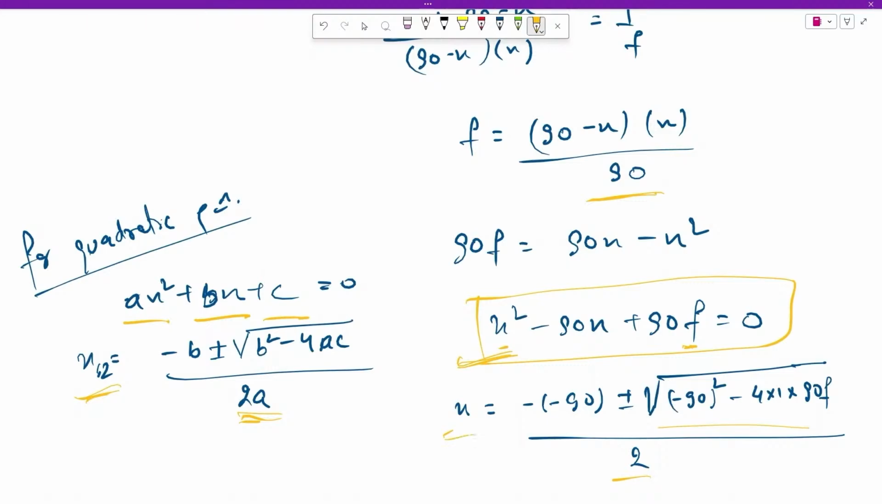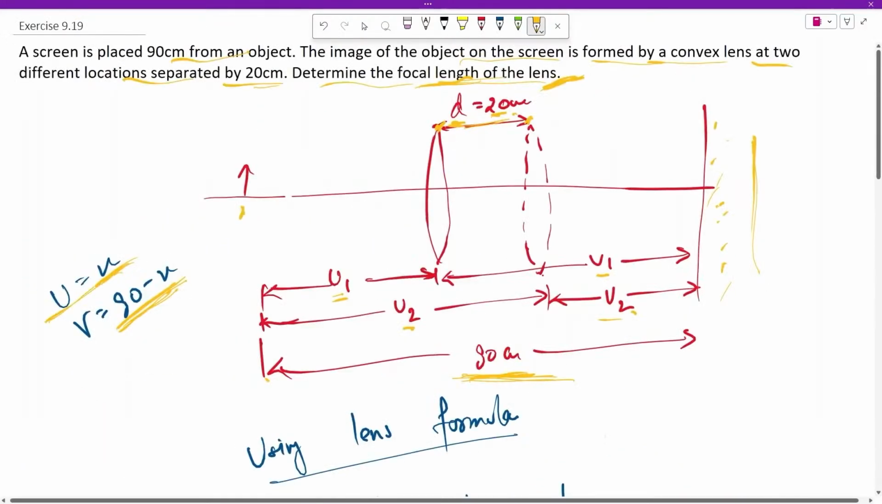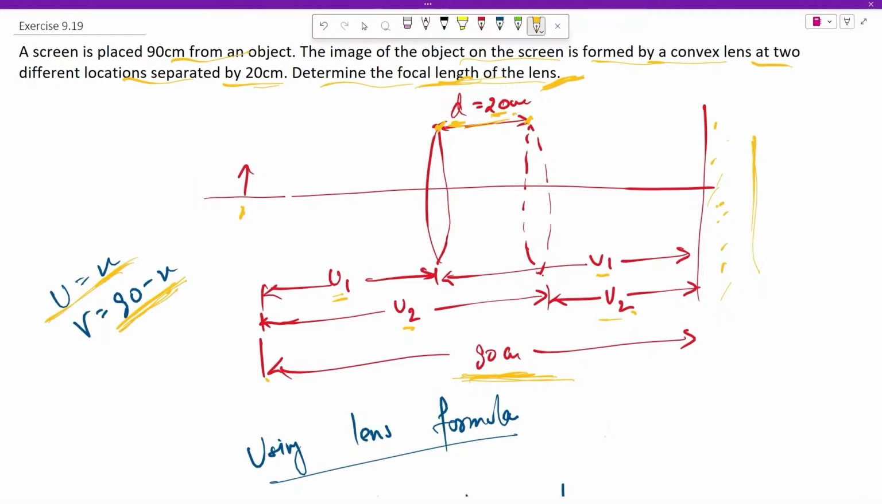We know that x is the solution for the value of u, that is the distance between the object and the lens. We also know that the difference of the positions that we have taken earlier, u2 minus u1, would be equal to d, the distance of separation, that is 20 centimeter. So we can write u2 minus u1 equals 20 centimeter, or the first solution minus the second solution equals 20 centimeter.